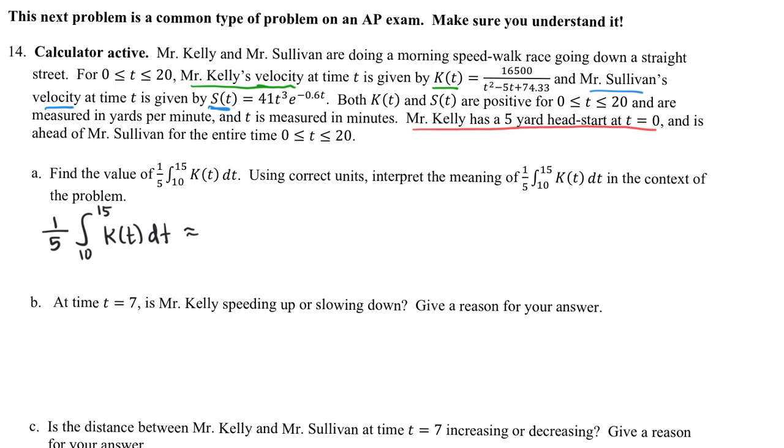And is ahead of Mr. Sullivan the entire time from 0 to 20. Okay. Find the value of 1 over 5 of the integral from 10 to 15 of K of t dt using correct units. Interpret the meaning. Okay, I'm going to put it in my calculator.